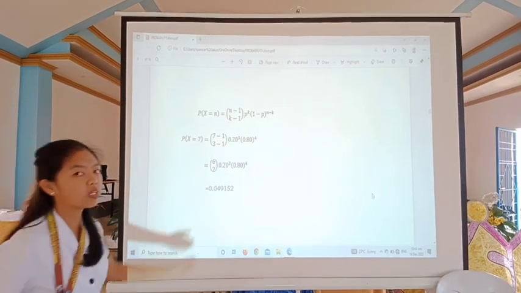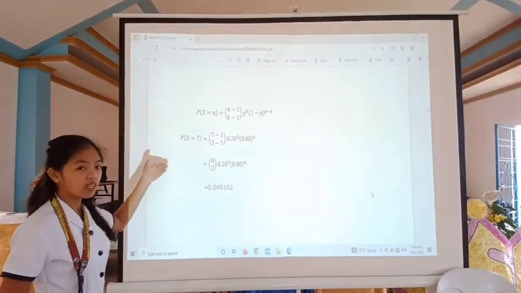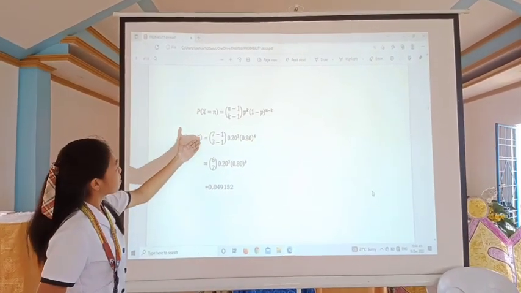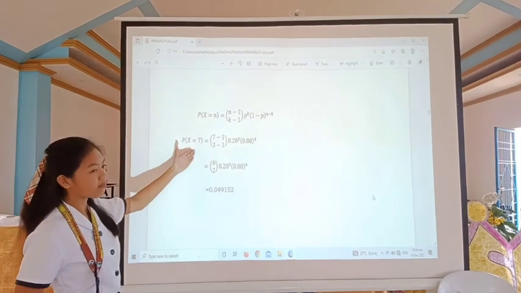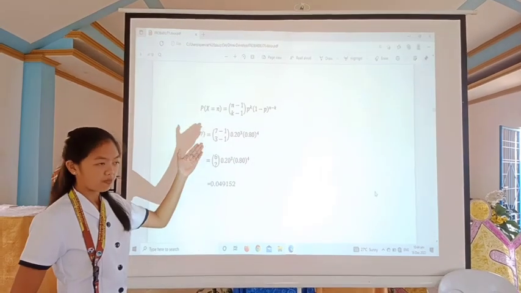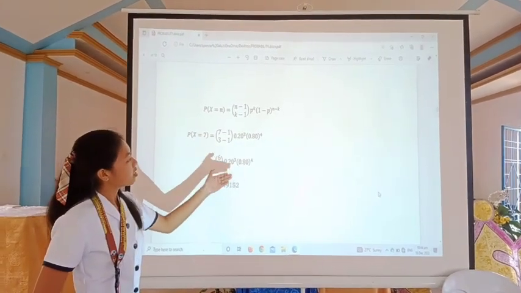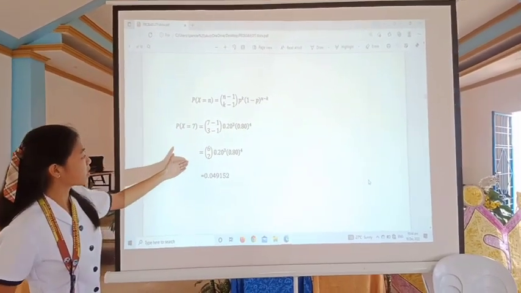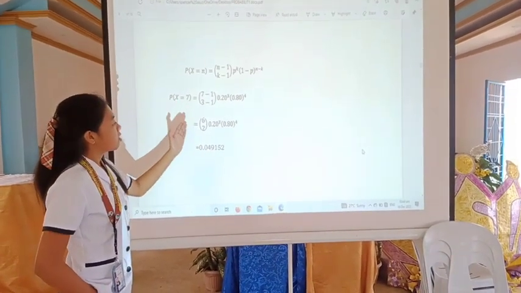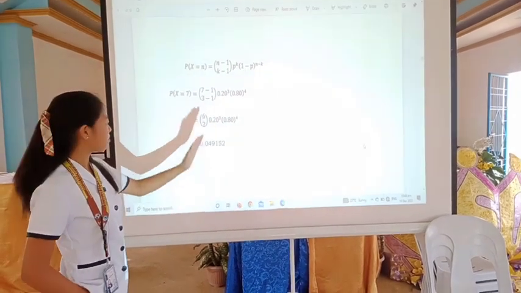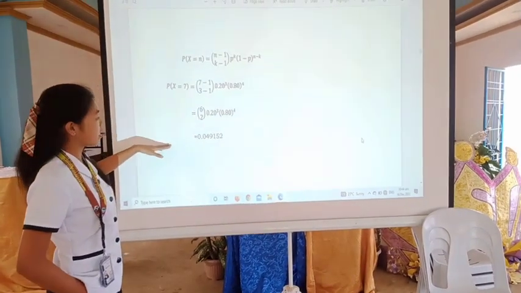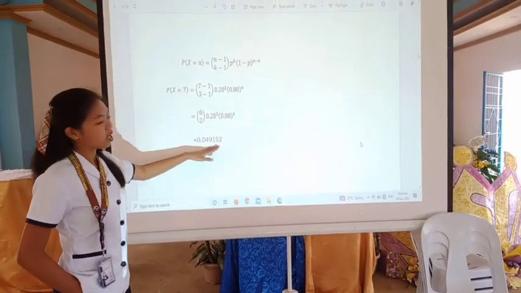We have the formula, and then again we will just input all the given. We have 7 minus 1. P(X = 7) is equal to (7 minus 1) combination (3 minus 1), 0.20 cubed, 0.80 to the power of 4, which is equal to 6 combination 2, 0.20 cubed, 0.80 to the power of 4. And if we solve this, the answer is 0.049152.